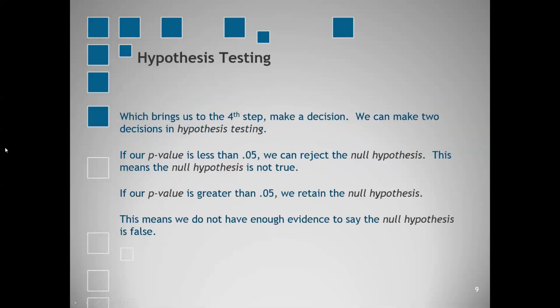Which brings us to the fourth step, making a decision. We can make 2 decisions in hypothesis testing. If our p-value is less than 0.05, we can reject the null hypothesis. This means the null hypothesis is not true.